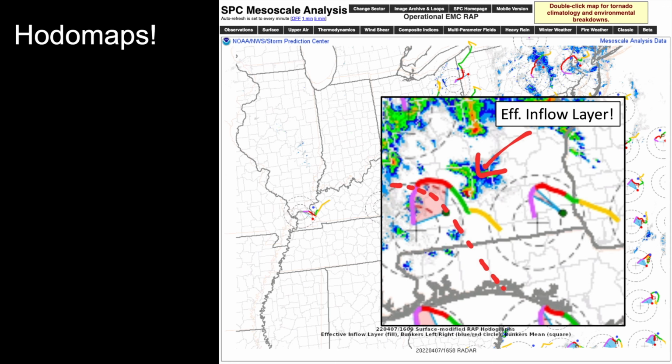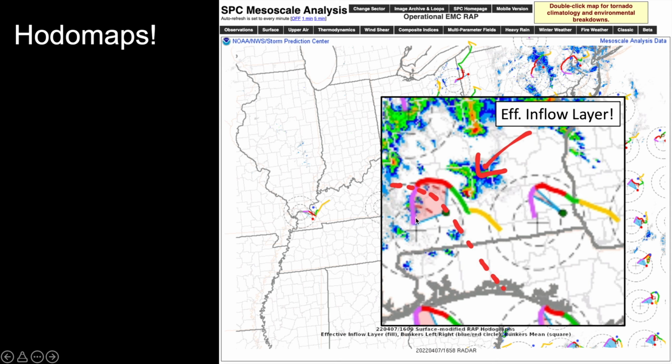So last but not least, I will chat about the benefits of using the hodograph maps on a variety of sites. This one from the SPC mesoanalysis actually has the effective inflow layer plotted. So you can do the kind of effective inflow layer analysis that we were just talking about, where both of these hodographs here you can see are pretty unfavorable for hail growth.